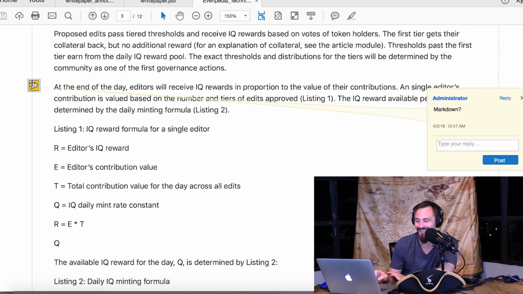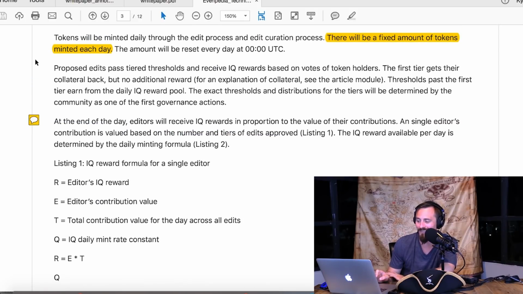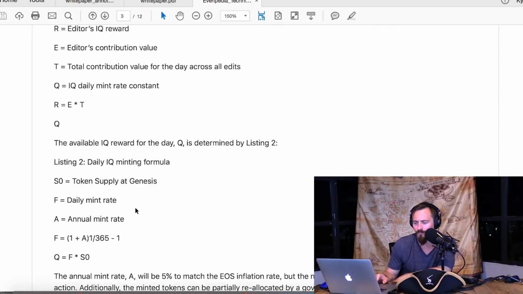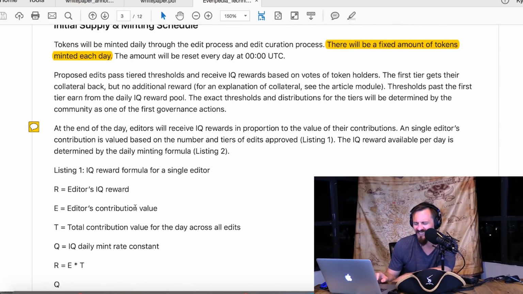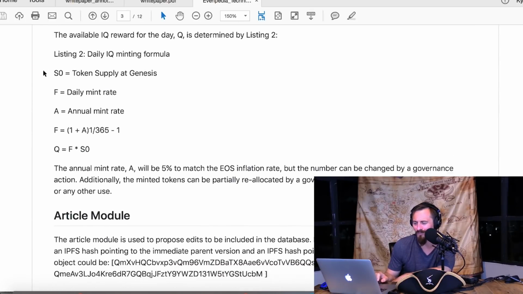They've also decided upon the token code IQ, obviously like intelligence quotient. I actually think that's pretty crafty from a branding or marketing standpoint. I think that's pretty intelligent, pardon the pun. It is kind of interesting here, though, because they say that the annual mint rate will be 5% to match the EOS inflation rate. So I don't know how that matches up with the earlier statement that there will be a fixed amount of tokens minted each day. I would have to check the math on this equation, but I don't really have time for that right now.